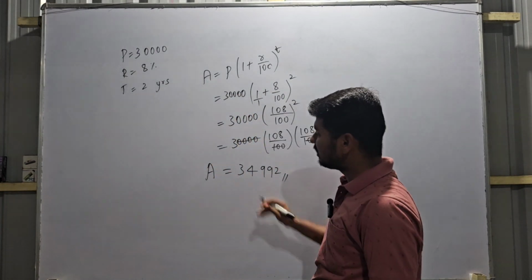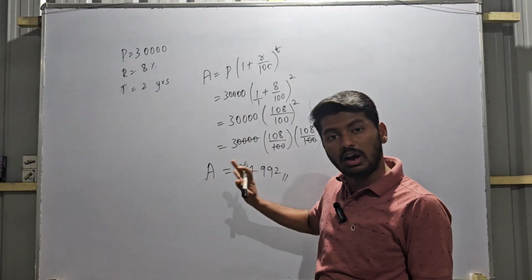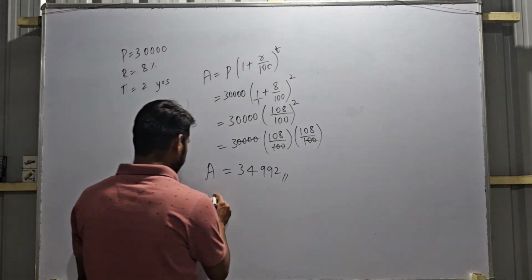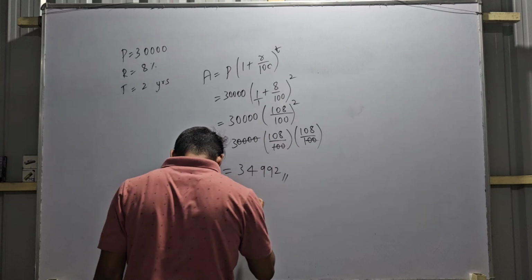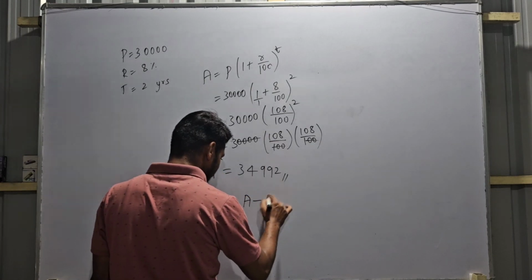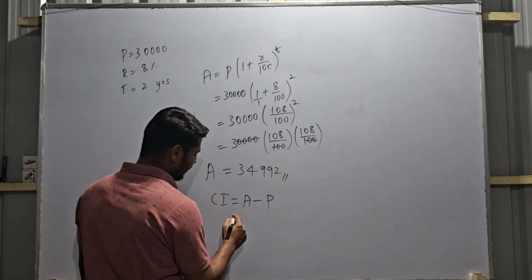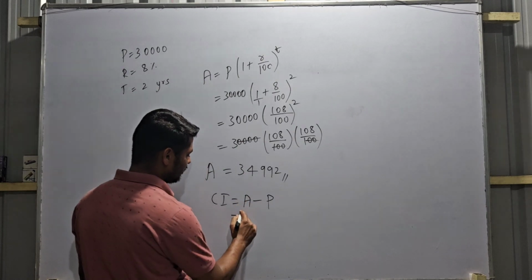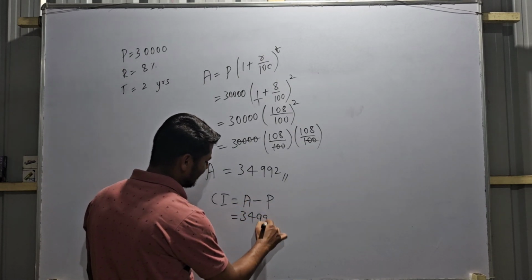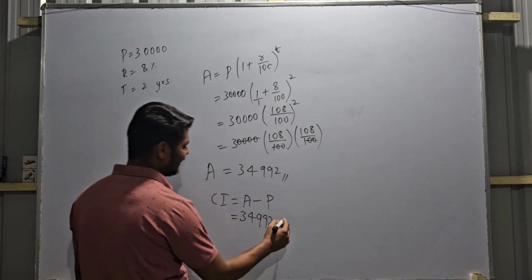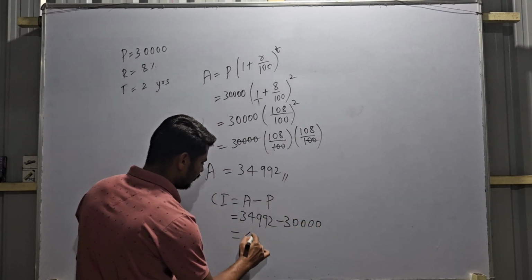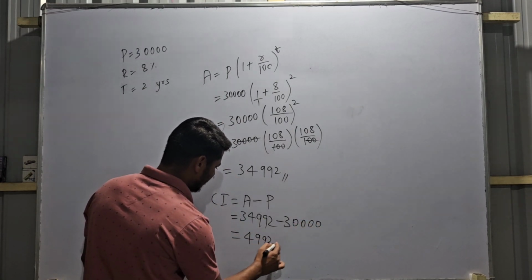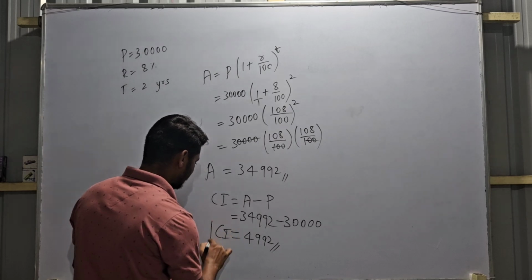So amount after 2 years will be 34,992. So this is not the interest, this is the amount. So for the interest, compound interest, we need to subtract this principal amount from amount. 34,992 minus 30,000. So here we will get 4,992 as a compound interest.